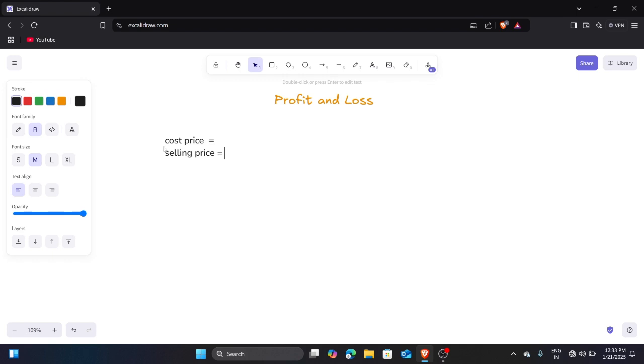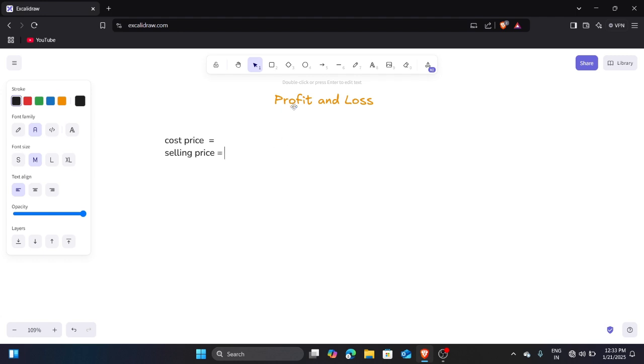Okay, and with the help of the difference between them, we can conclude whether there is a profit or a loss on a thing. You subtract the cost price from the selling price. If it is negative, it means you got some loss. If it is positive, you got a profit.